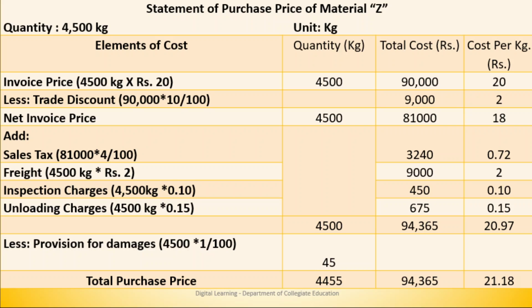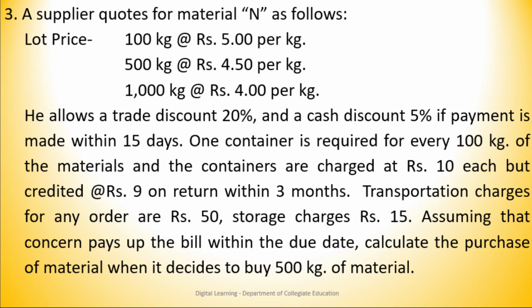20.97. Now, we have been asked to provide for damages of 1%. So, we provide damages on quantity purchased, 4,500 into 1%, 45 kgs might get damaged. So the total purchase price we have to calculate for a quantity of 4,455 kgs. So purchase price is 94,365. Cost per kg is 94,365 divided by 4,455, which comes up to 21.18.